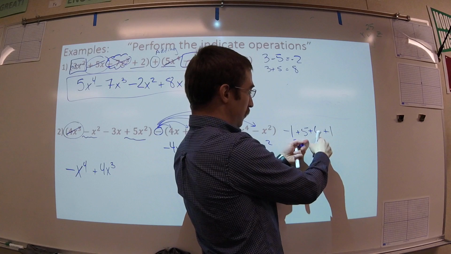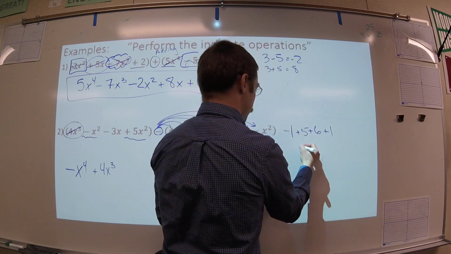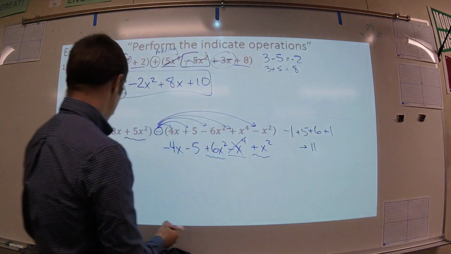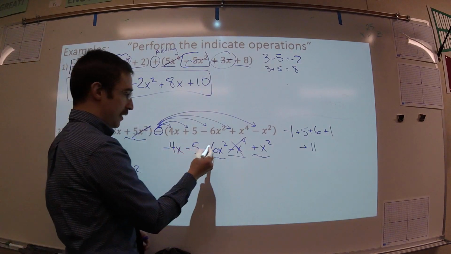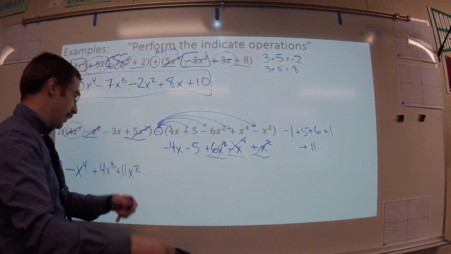Negative 1 and 1 make 0. 5 and 6 make 11. So here, that's 11. So we go plus 11x squared. And we disregard all those now. We took care of them. We combine them all up.